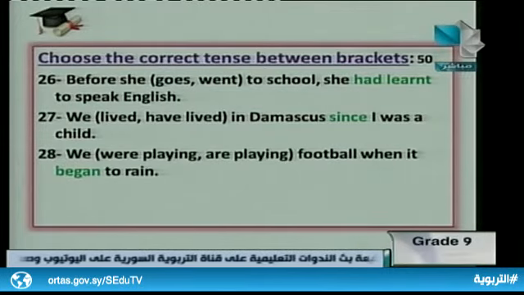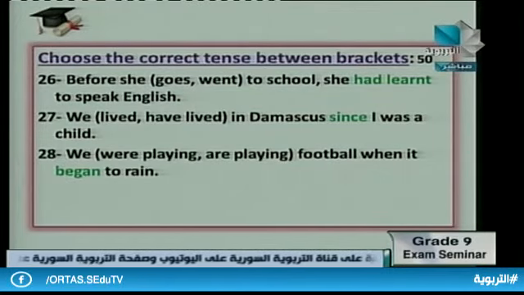Another one: We were playing football when it began to rain. Here the word began refers to the past. And we're going to use were playing. It's past continuous with simple past. Something was in progress while another action happened and interrupted it.